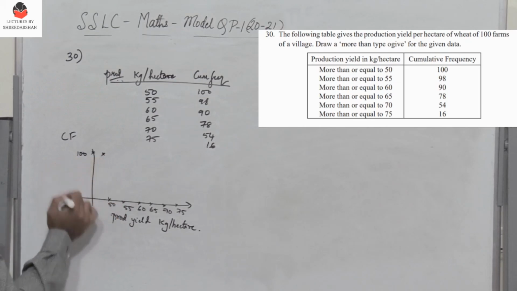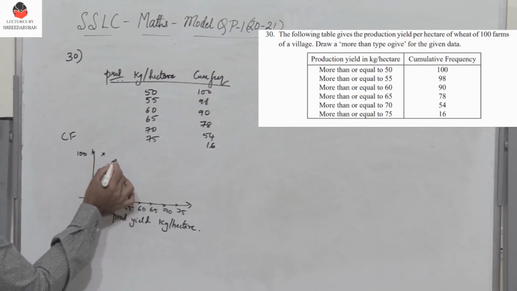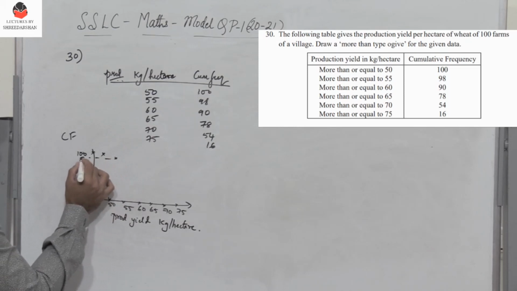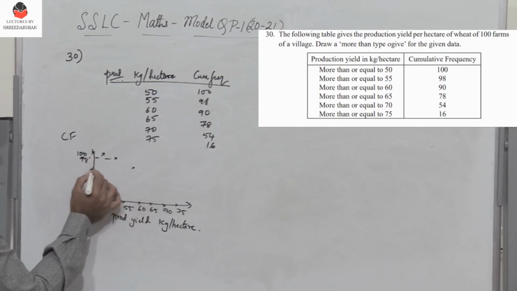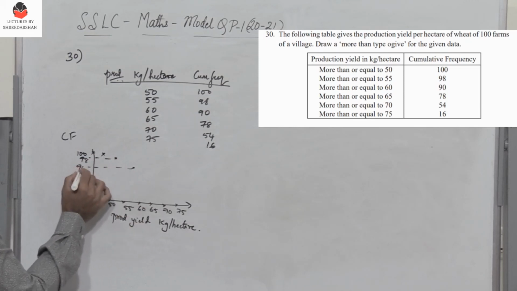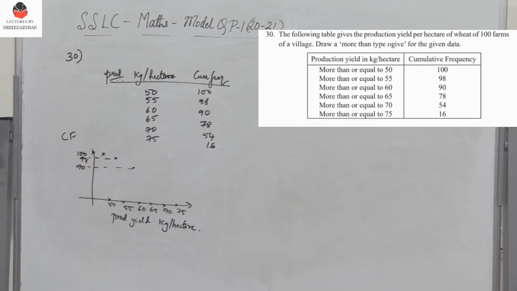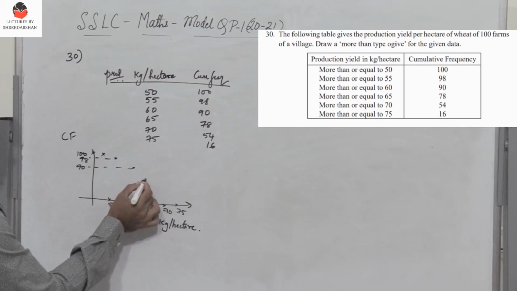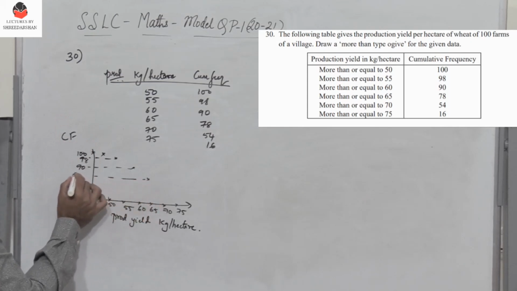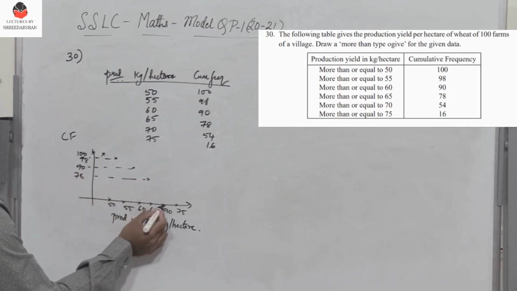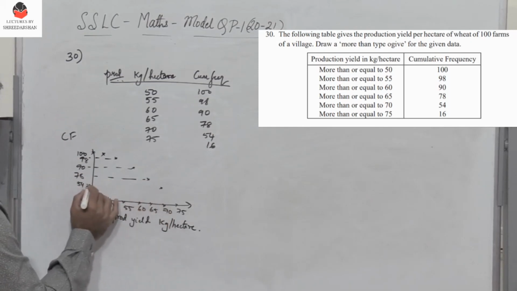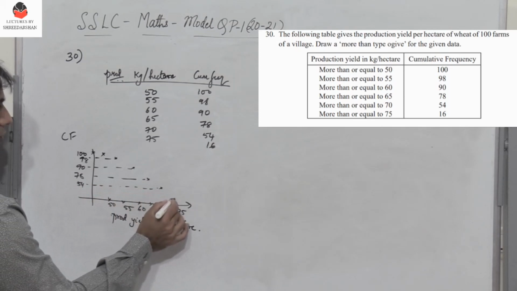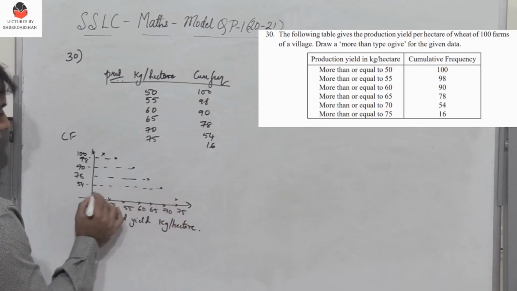So for 50 it is 100. For 55 it is 98. And then for 60 it's going to be 90. So somewhere here, it should be 90. So make sure that you draw it properly on a graph sheet. And then for 65 it's going to be 78, and then for 70 it's going to be 54, and then for 75 it's going to be 60.